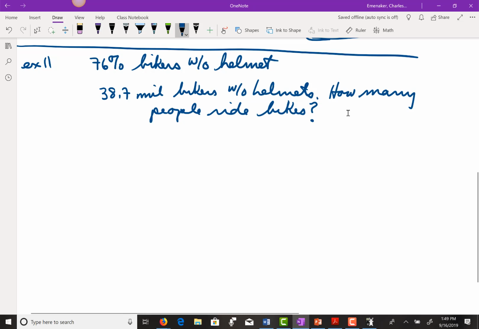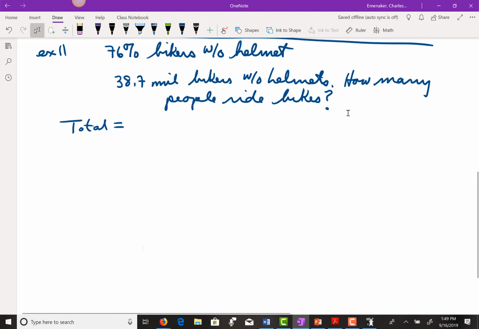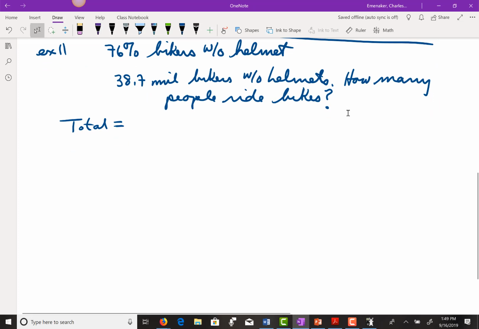Okay, so how do you go about doing this? What we want to know is how many people are there total? Well, the total amount is what we don't know. So we will cleverly give it a name. What would be a good name for the total amount that we don't know? T for total. There we go. I was thinking X, but we'll go with total. Either will work just great.